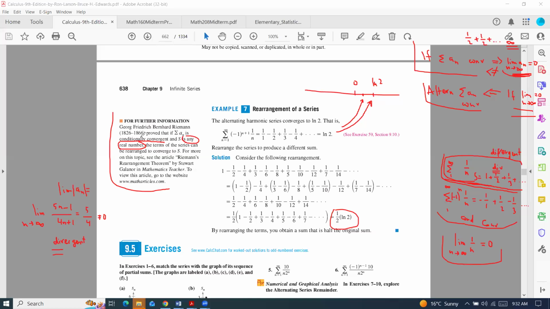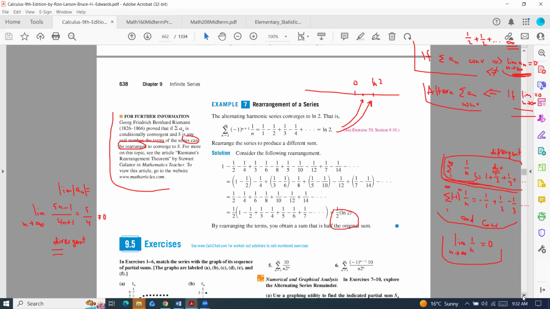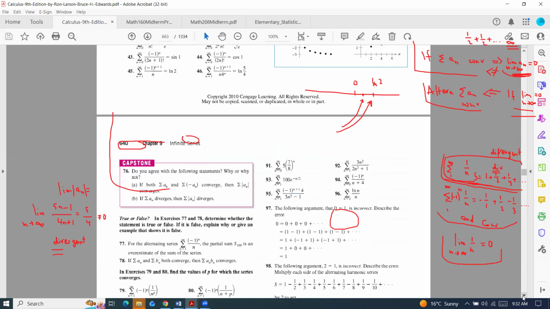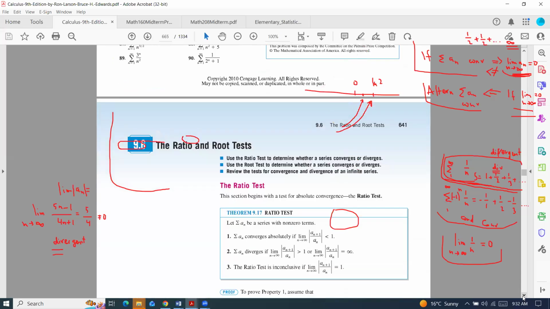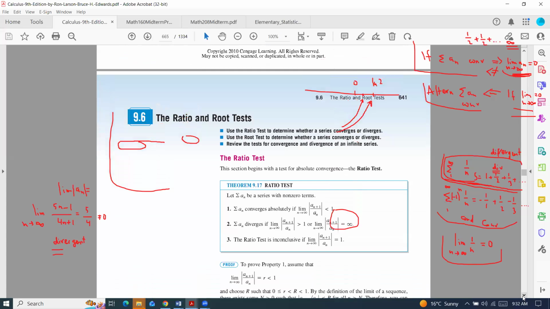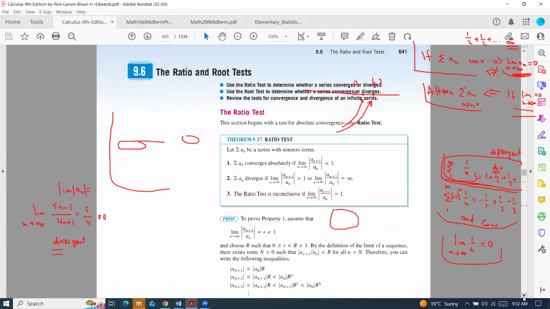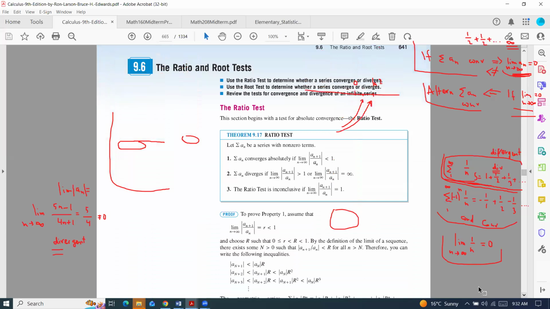Amazing. So I guess example 7 is definitely voluntary, but anyways, I'll move on to something more straightforward, to another nice test. I think the only test we're going to look at today is the ratio test from the next section, which seems to be in a way similar to what we saw before.